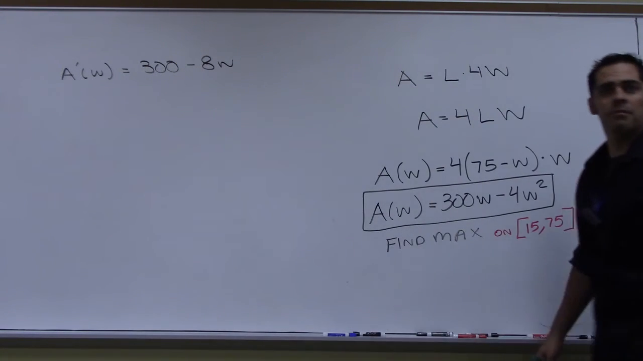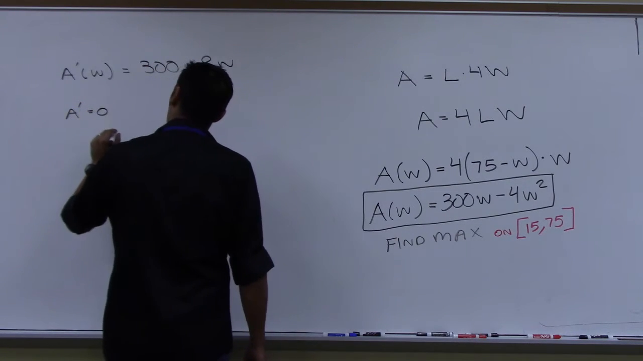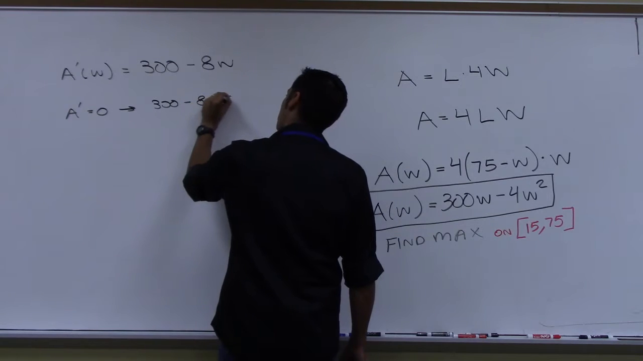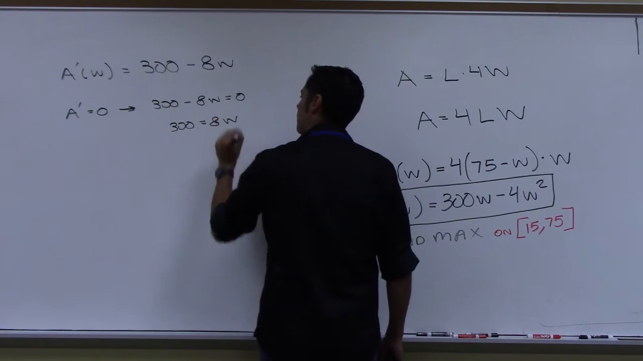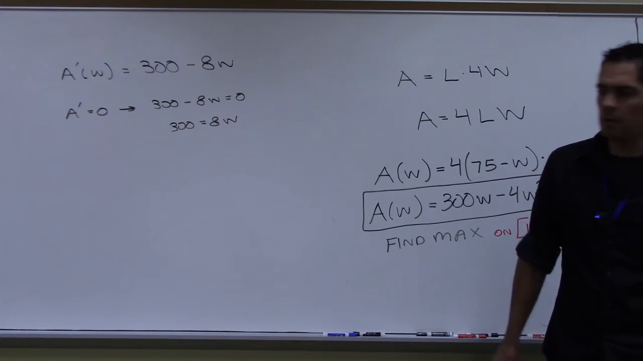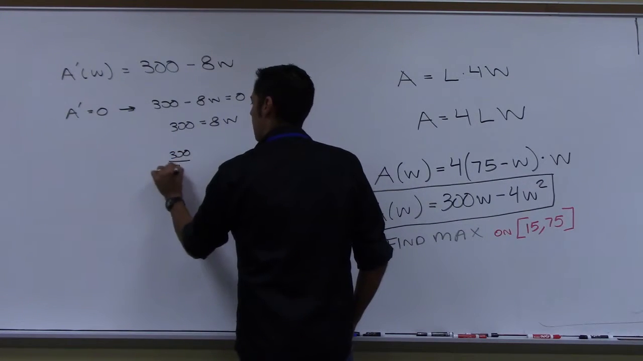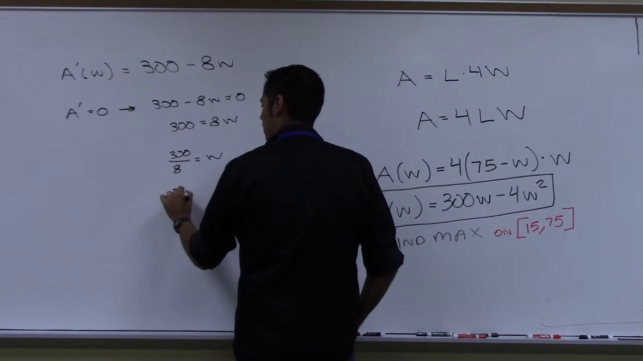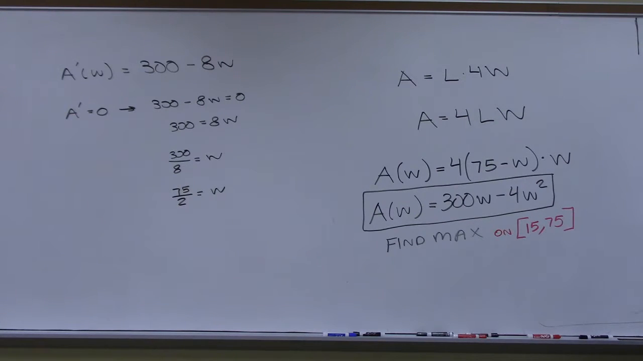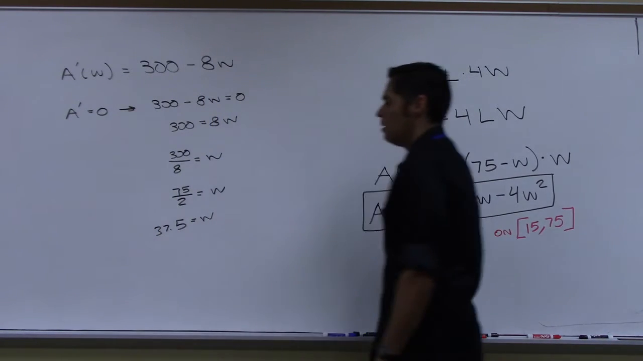Is that it? 300 minus 8W? Set that equal to 0. Notice I'm using A prime instead of F prime, and that's 300 minus 8W equals 0. So 300 equals 8W. What is that? It doesn't go in there evenly, does it? Let's not get a decimal. Let's try and leave it as a fraction for now. So what's 300 divided by 8 when we reduce it? So 75 over 2? 75 over 2, which is what, 37.5, right? I'll write it as a decimal also, but you should be able to have it as a fraction too. All right. That's a critical number.